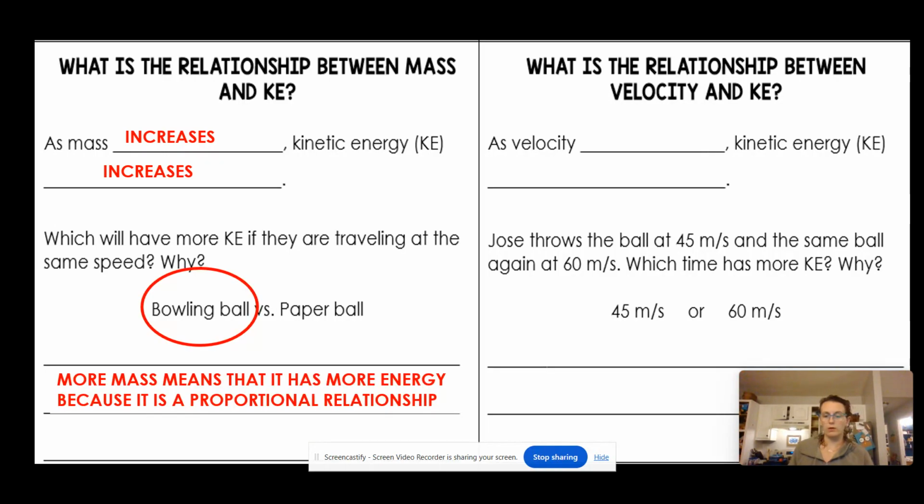Well, the bowling ball. And why does it have more? Because more mass means that there's more energy. It has more energy because this is a proportional relationship. Remember, proportional or direct relationship? When one goes up, the other goes up. As mass increases, kinetic energy increases.